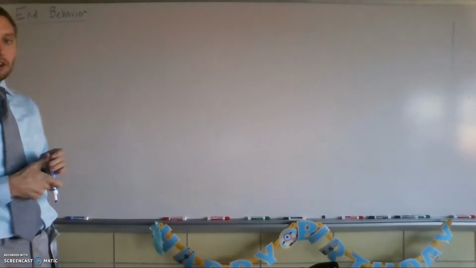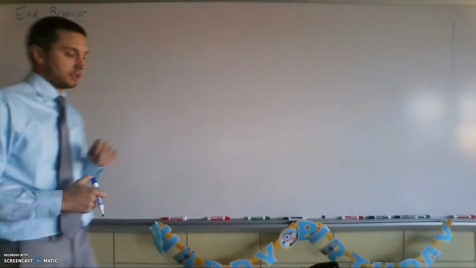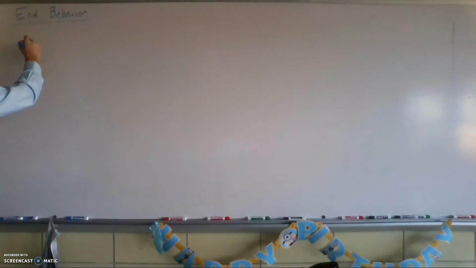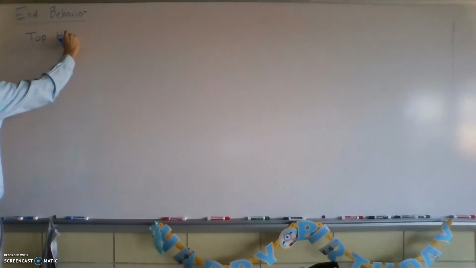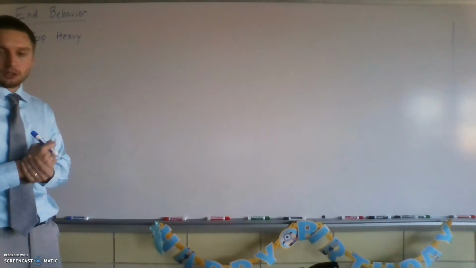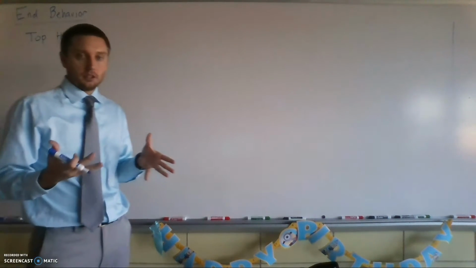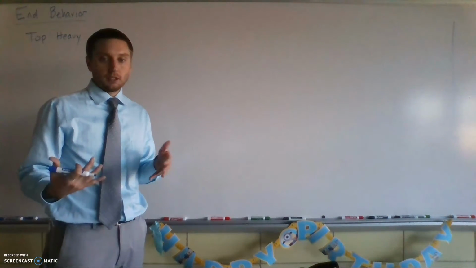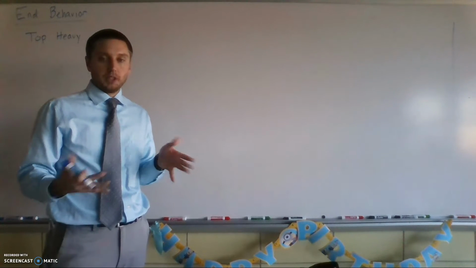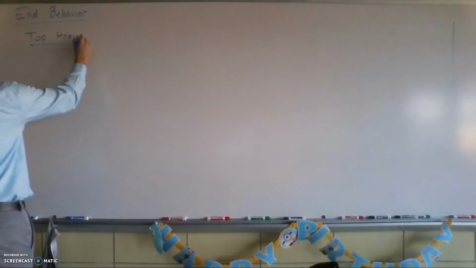So when we talk about our rational functions, we can group them into three categories. So we can say that our functions are top-heavy. We can say that they're bottom-heavy, or we can say that they're balanced. So those are the three types of rational functions. And based on whether they're top-heavy, bottom-heavy, or balanced, we can better predict the end behavior of the function. So let's talk about top-heavy first. So what does it mean to be top-heavy?